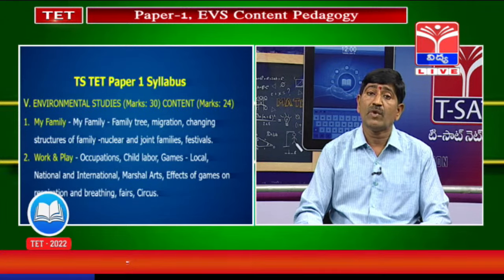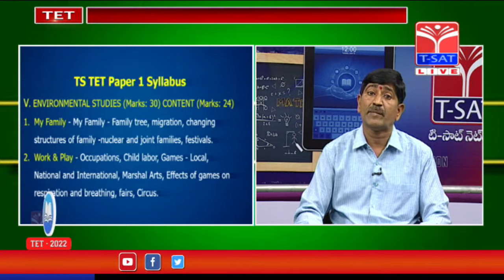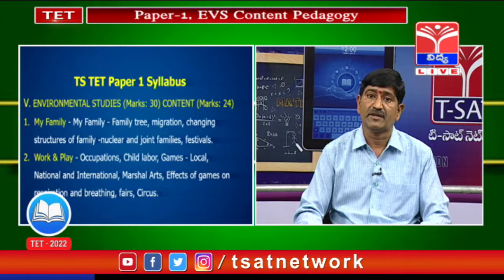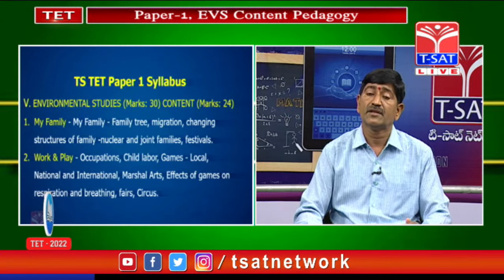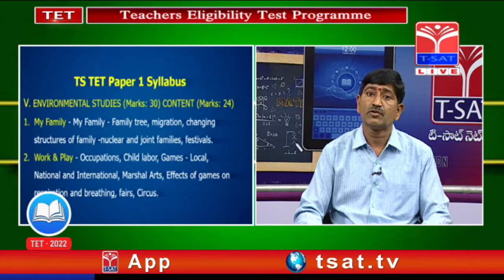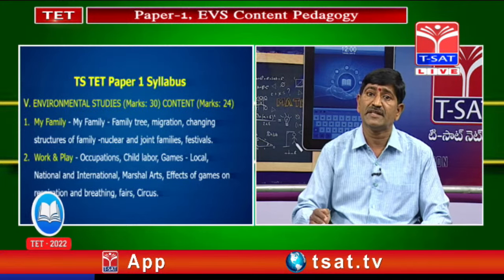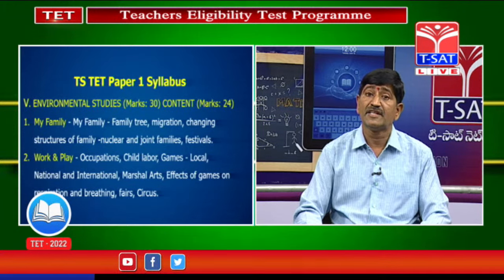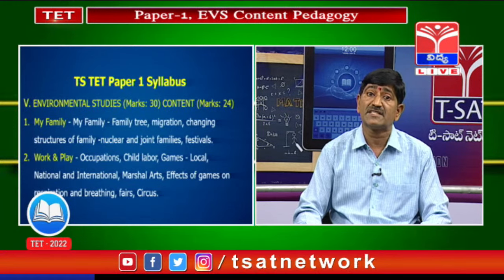From the examination point of view, what are the causes of migration? What is the first cause? Employment. The next cause is education, higher education. To some extent this is their content. Next, changing structure of families. This part is introduced in fourth class.